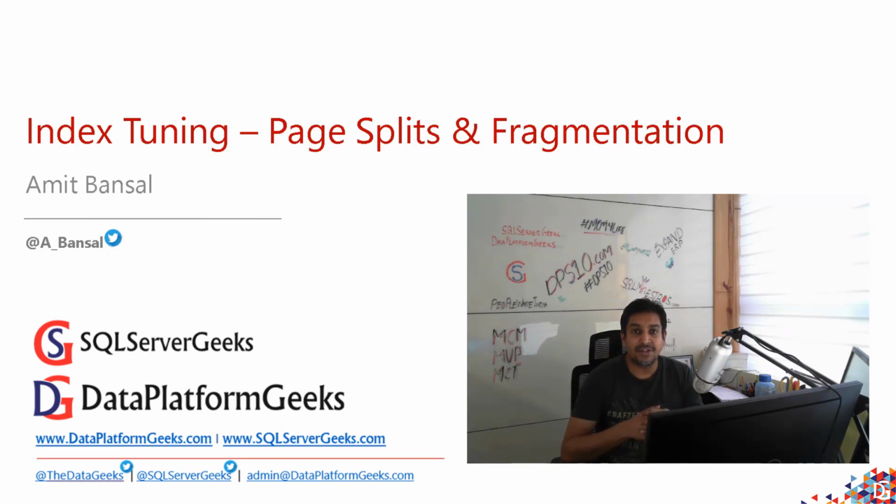So before I jump into the demos, let me first explain the concept behind page splits and fragmentation. When you create a table, it's a heap, which means there is no index. Specifically, there is no clustered index. A heap is a table with pages, and those pages are in no specific order. I would not really say unordered, but I would just use the term that they have no specific order. It's like a bunch of pages just lying on the disk.